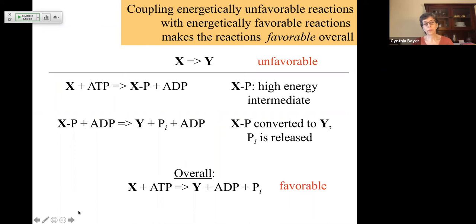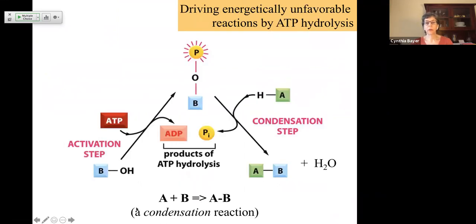So let's look at an example of how coupling ATP hydrolysis to an energetically unfavorable reaction can drive it forward. In this case, we're looking at a condensation reaction at the bottom here, joining two subunits together to make a more complex, let's say the beginning of a polymer. A condensation reaction, a dehydration synthesis, is non-spontaneous. It's not favored. Energy is required in order for A to be joined to B to form this more complex molecule. And so what we see is that there are two steps.